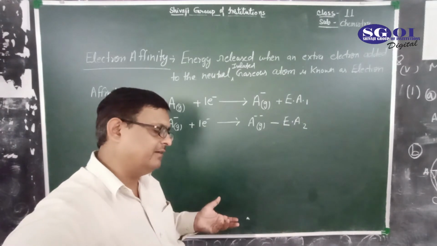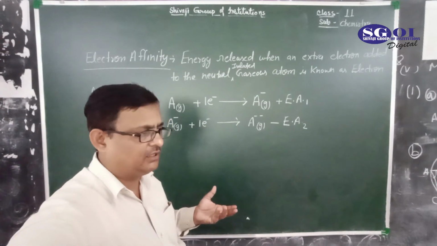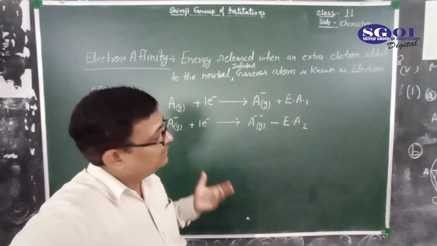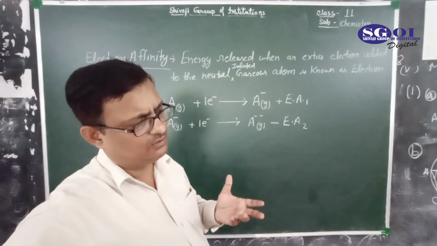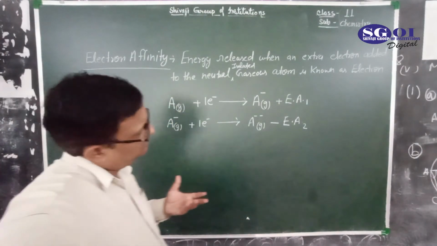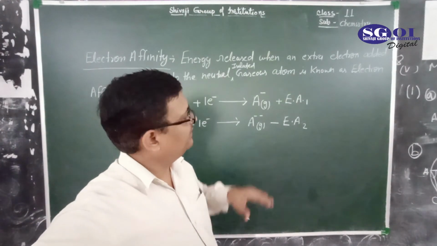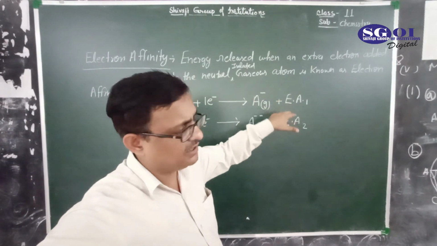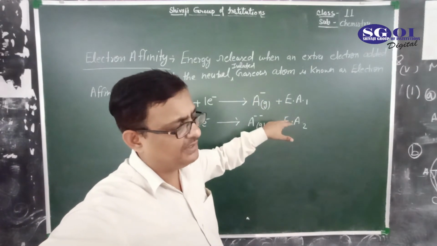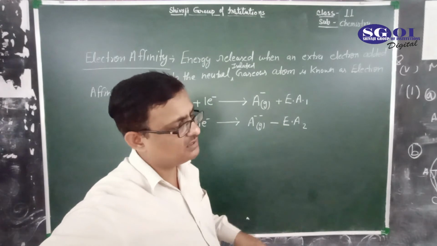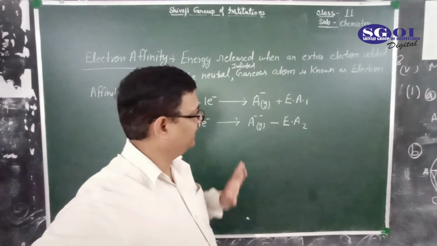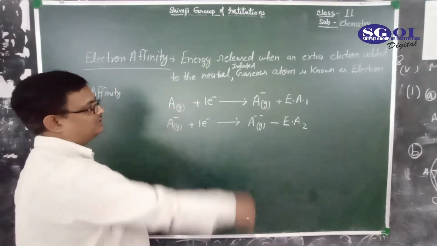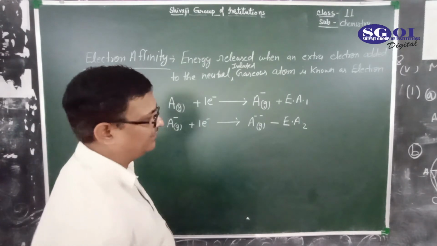When we say electron gain enthalpy, no extra words are used in this answer. You only have to say the first is negative and the second is positive. The signs are changed only, nothing else. Okay, so this is electron affinity.